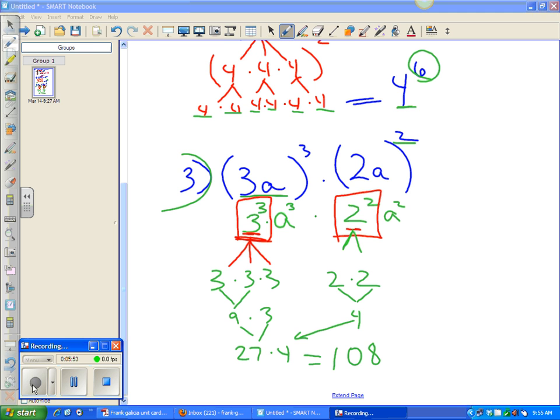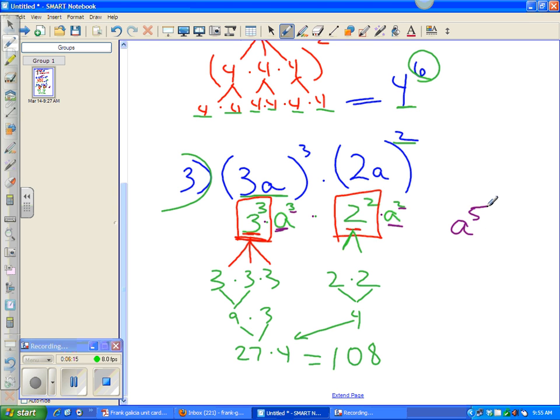Now let's deal with the exponents. Notice that this base is the same as this base, and when you're multiplying exponents with the same base, you add the exponents. So 3 plus 2 in this case gives me 5. This becomes a to the 5th power. So my final answer becomes 108 a to the 5th power. And there's my answer for how to do those with parentheses.